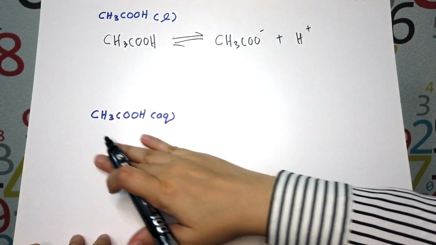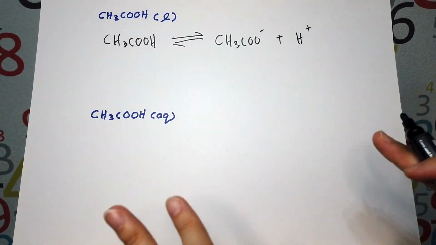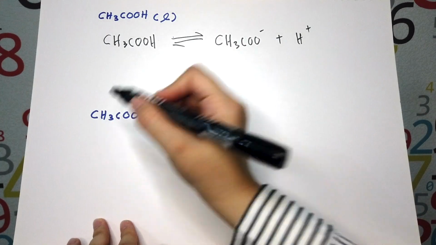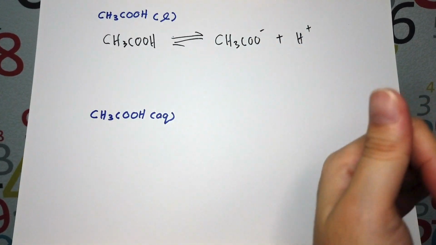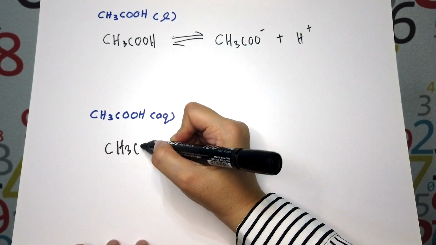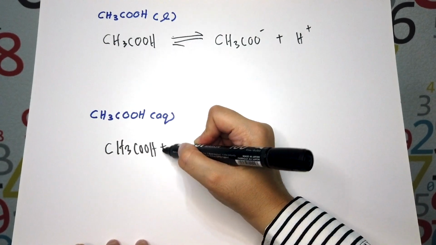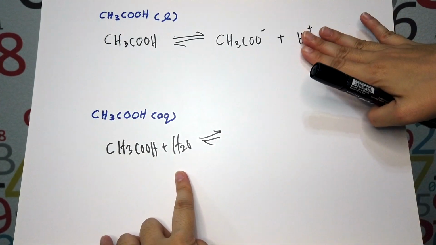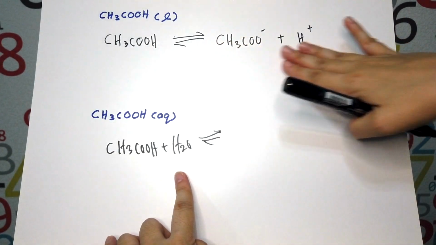But if it's in aqueous form, remember, you will need to add water to it. So the product will be slightly different. So you will get CH3COOH plus water. So the product will be slightly different from the one above here.